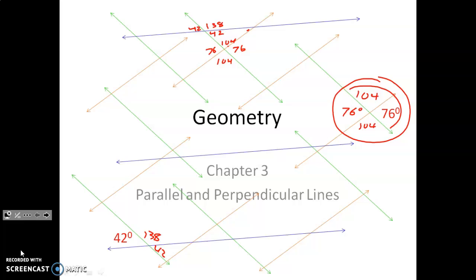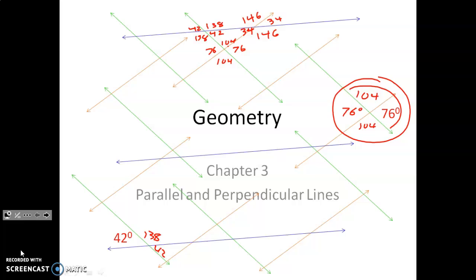But 104 plus 42 gives us 146, and then subtract that from 180, and what we'll get is 34. So now we know the green and the blue will give us 34-degree angles, and then 180 minus 34 would be 146. So now we basically have all three sets of angles down.